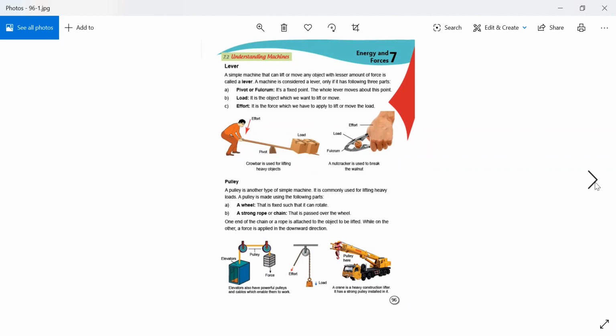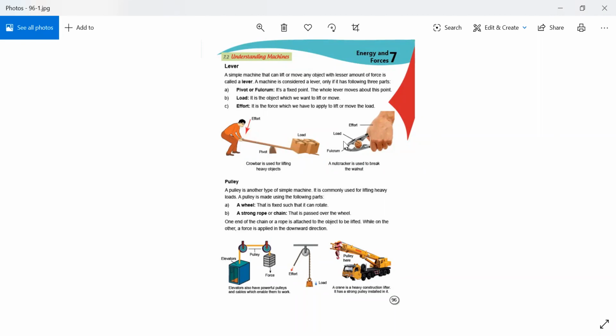How can we consider a machine to be a lever? If it has three parts: pivot or fulcrum, load, and effort. If it has these three parts, it will be called a lever machine. What is a pivot and fulcrum? It's a fixed point. The whole lever moves about this point. For example, this is a pivot point, a fixed point from which the whole lever moves.